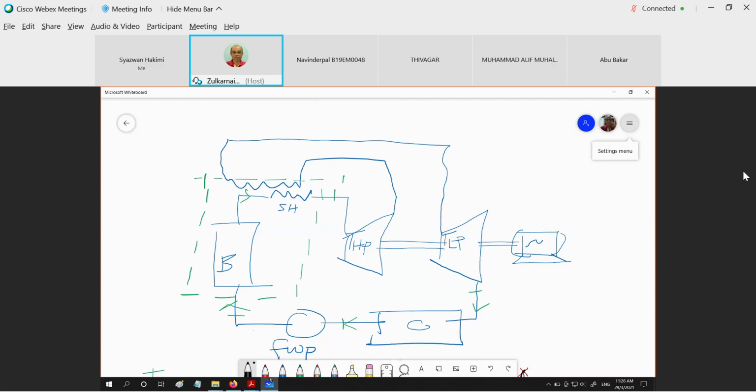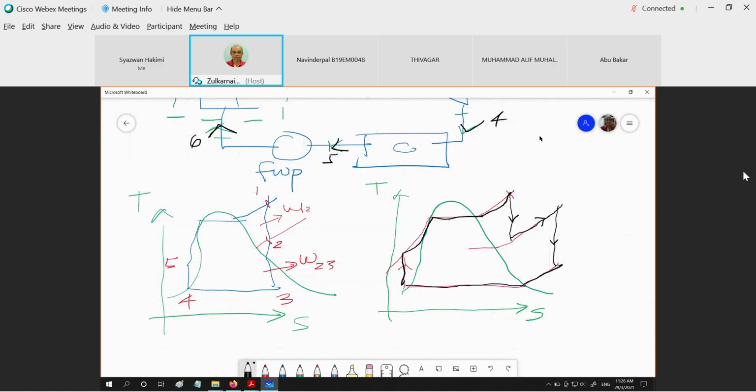So now we have a new numbering because we have added another process. This is still 1. This is 2. Going into the reheat process, then it's going out here as S3. This is S4. This is S5. And this is S6. Right? Then we transfer all the numbering to this T-s diagram. This is 1, 2, 3, 4, 5, and 6.